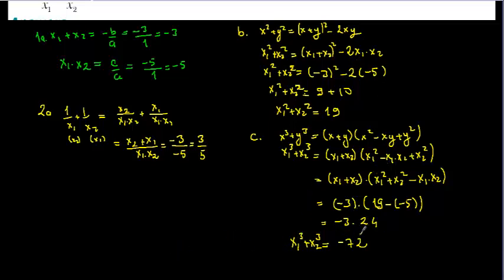Here we finished the question, but you need to remember this one. These two are formulas, so if you want to solve this question, you need to know these formulas from the previous chapters. Okay.